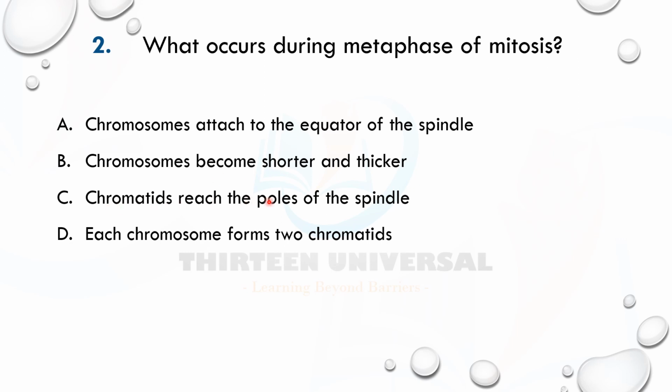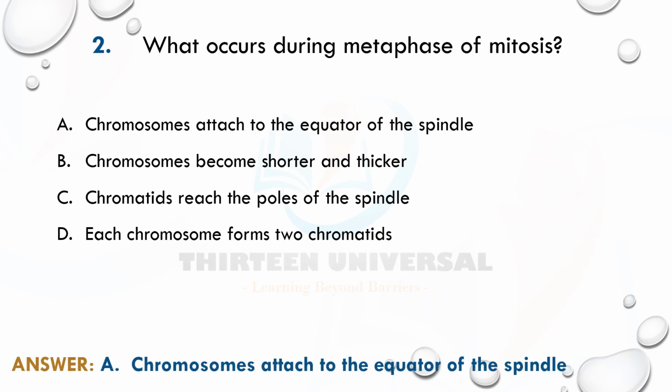Since chromatids reach the poles of the spindle, of course, this is happening in anaphase, late anaphase. They move to the opposite pole. This says each chromosome forms two chromatids. This is also in prophase, right? So this is D and B in prophase features. C is anaphase / early telophase feature, and A is metaphase. Equator is metaphase, right? Chromosomes lining up. So the answer is A.